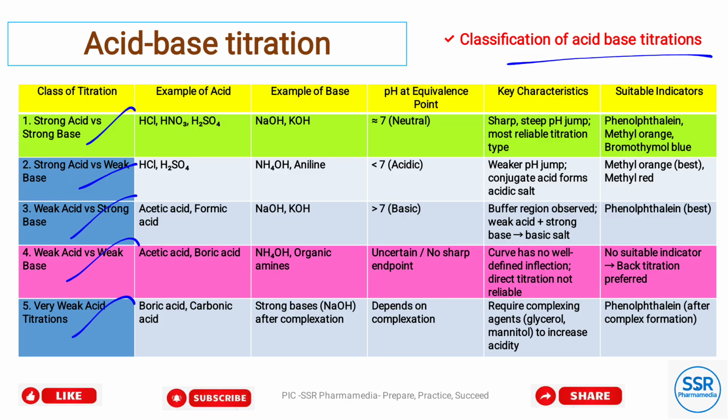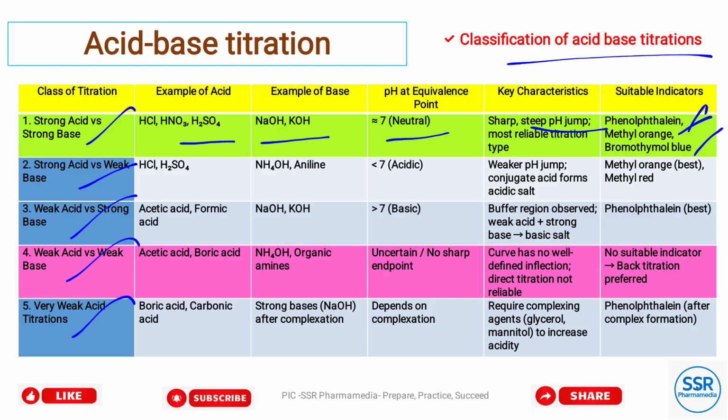In strong acid versus strong base, hydrochloric acid, nitric acid, and sulfuric acid are examples of strong acids, and sodium hydroxide and potassium hydroxide are examples of strong bases. Neutralization occurs at pH 7, so the neutralization point is nearly 7. Here there is a sharp and steep pH jump, and it is the most reliable titration type. Indicators used are phenolphthalein, methyl orange, and bromothymol blue.